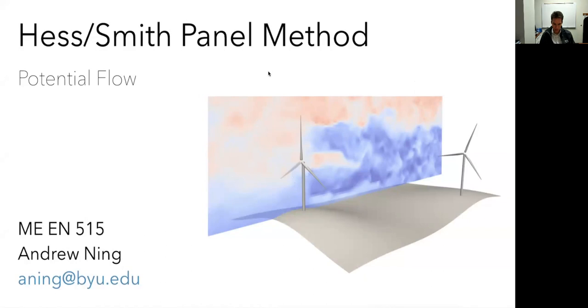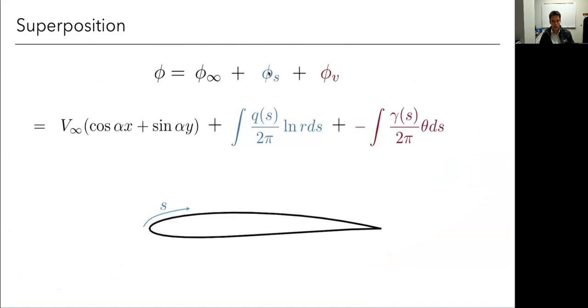So we're going to go through this in detail. It's going to build off things we've already seen. First of all, here's a formulation. The same kind of thing we did in thin airfoil theory, where we divided up our potential into a contribution from the free stream, from the sources, and from the vortices. And these are the same expressions we saw before.